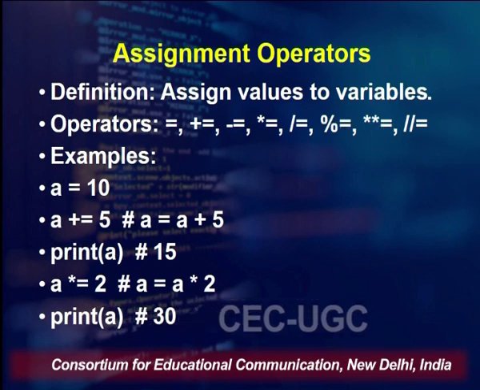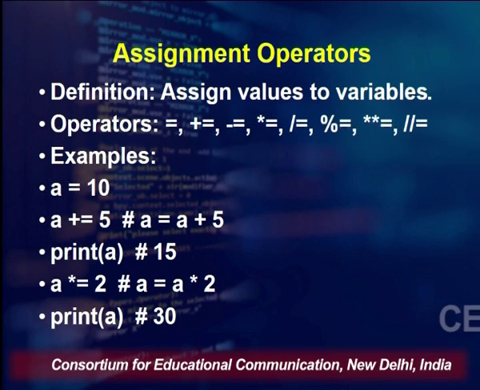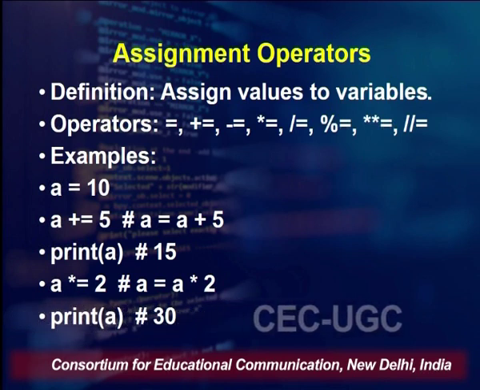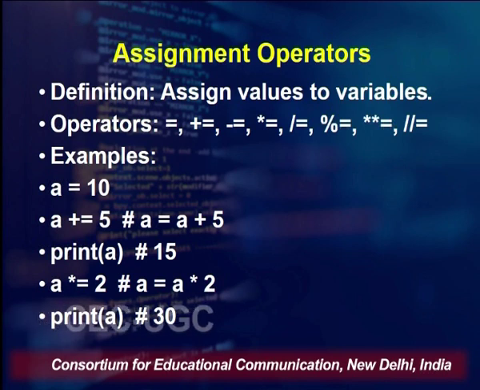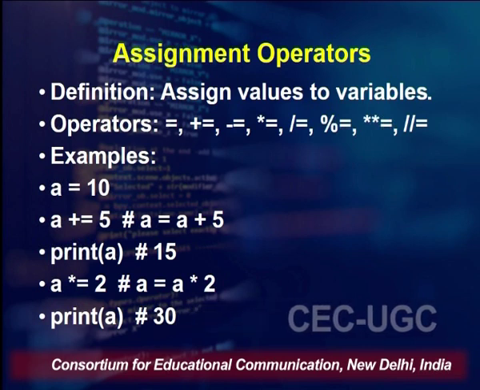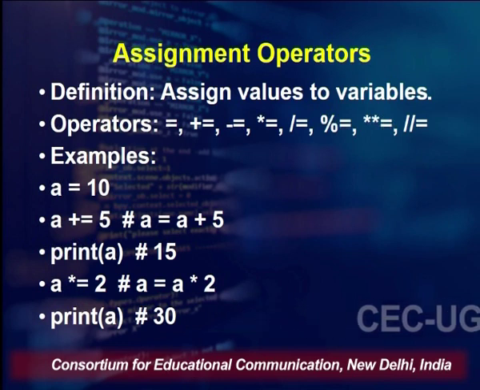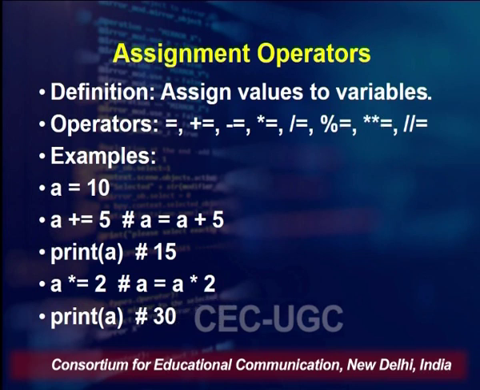So, if you write A plus equal to 5, it means you are writing A is equal to A plus 5. Similarly, you can have minus equal to, multiply equal to or divide equal to. These all imply the same thing, that is A multiply equal to 2 means A is equal to A multiplied by 2. Likewise, we can have exponential equal to, that is star star equal to, which means A is equal to A exponential 2, and if you have double slash equal to, it means A is equal to A double slash 2. So, these are sort of combination operators which we use for assignment.